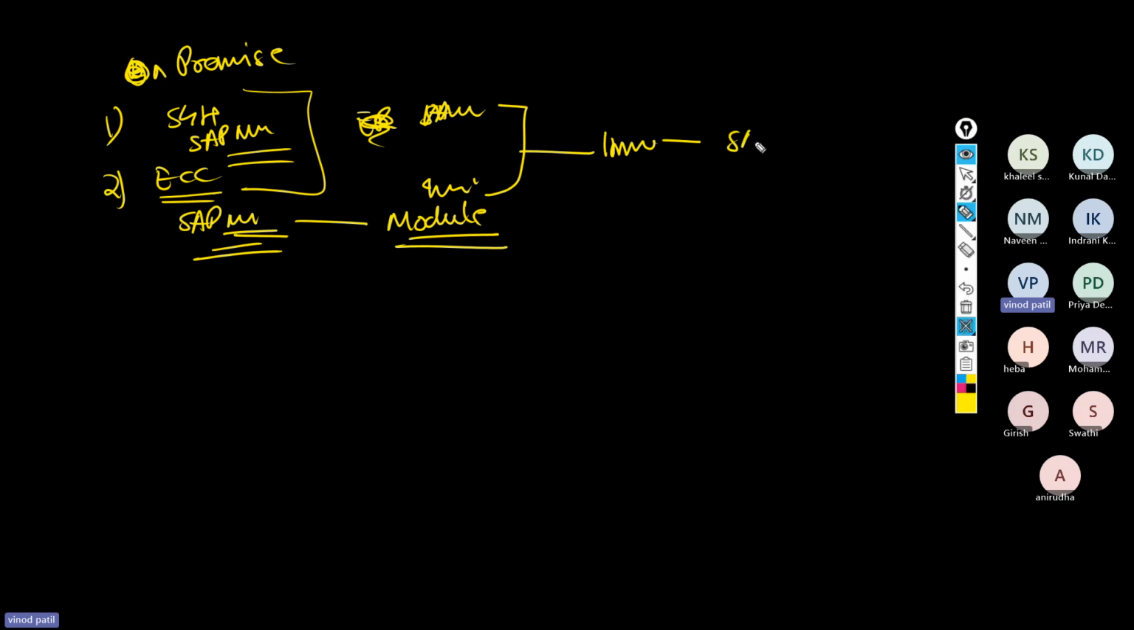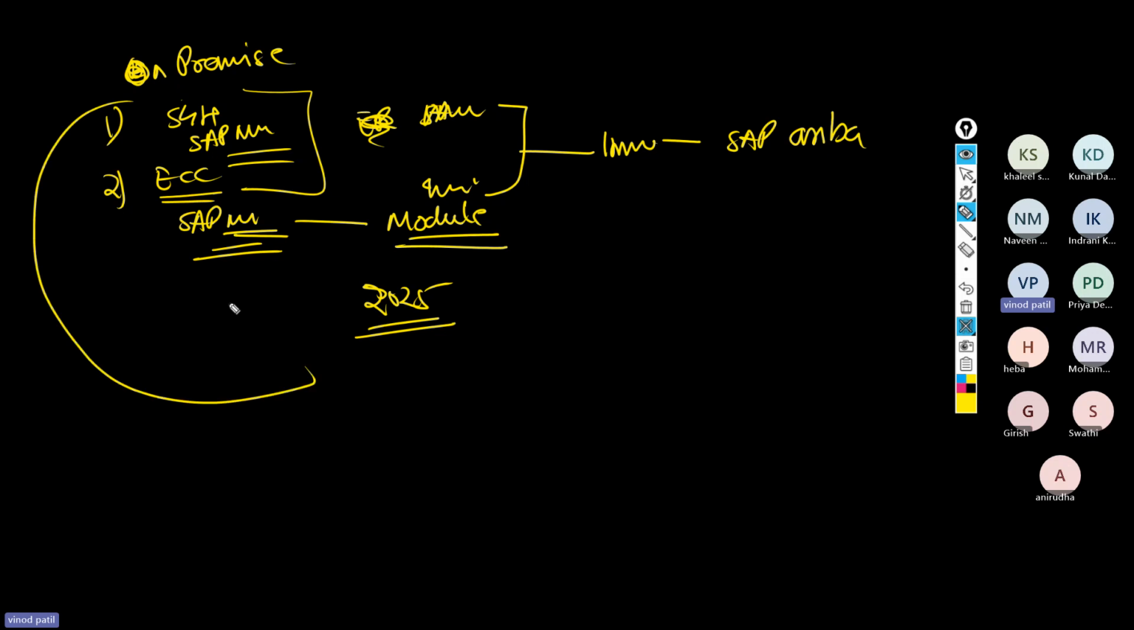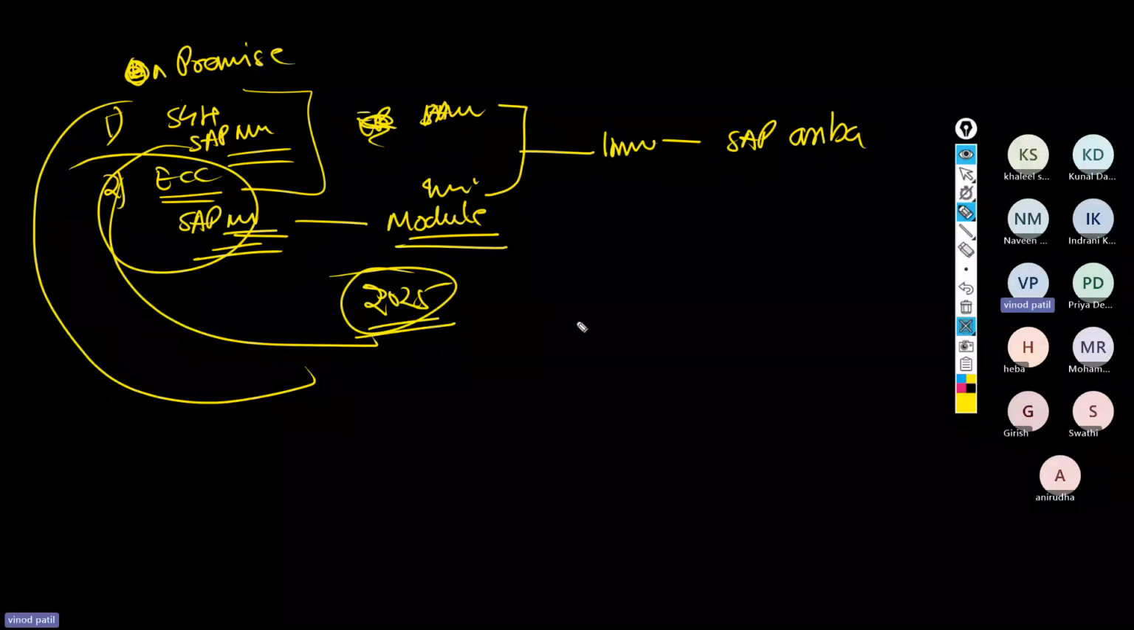That is called Ariba. From 2025, this will be phased out. The support will be stopped by SAP. All these two processes, S4 HANA and not S4 HANA, but ECC. I think it's SRM, right? Both, by 2025.